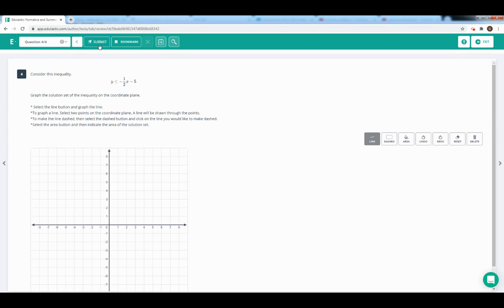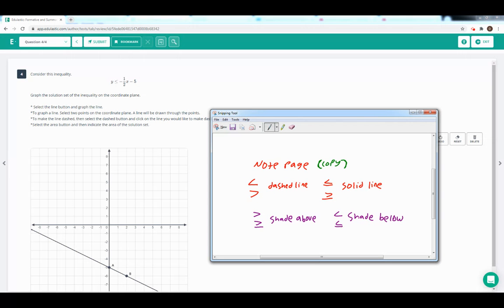All right. And the last one, we have y is less than negative 1/2 x minus 5. So we're going to start on negative 5. My slope is negative 1/2, so we're going to go down 1 over 2. Check my note sheet. I have less than or equal to. That is going to be a solid line, and it's going to be shaded below.